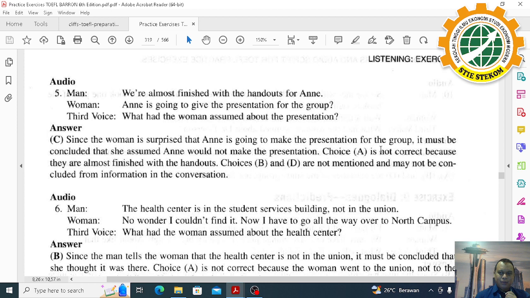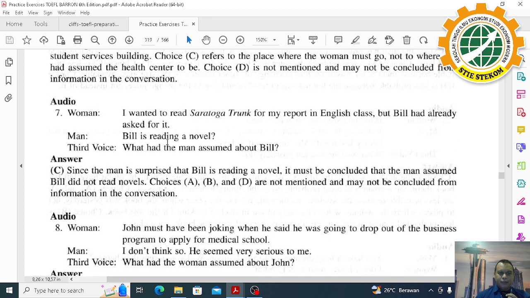Number 7. I wanted to read Santoroga Trunk for my report in English class, but Bill has already asked for it. Bill is reading a novel. What had the man assumed about Bill? Bill is reading a novel? But I think the best answer is C, yeah, since the man is surprised that Bill is reading a novel. It must be concluded that the man assumed Bill did not read novels, yeah, bahwa si laki-laki ini berasumsi bahwa Bill tidak suka baca novel.